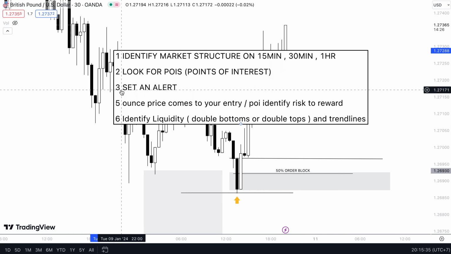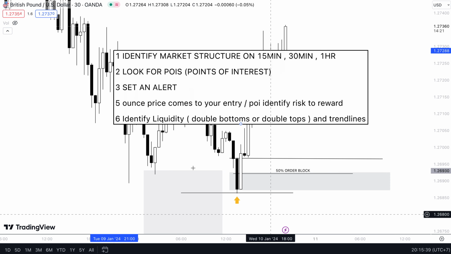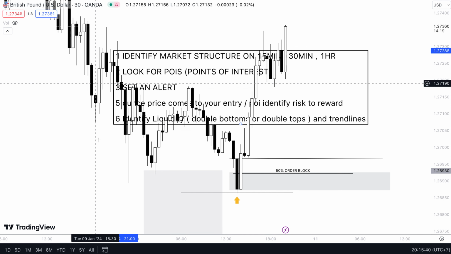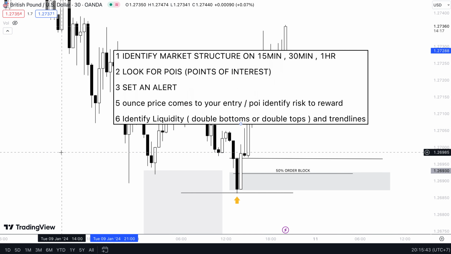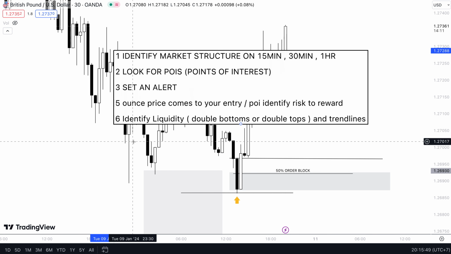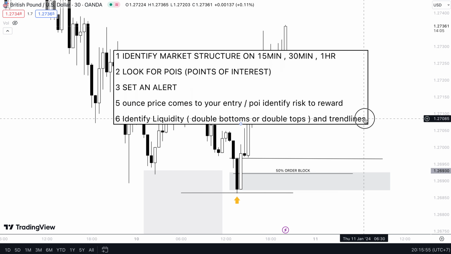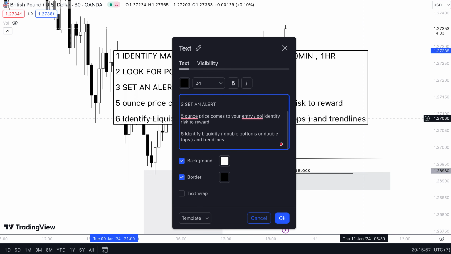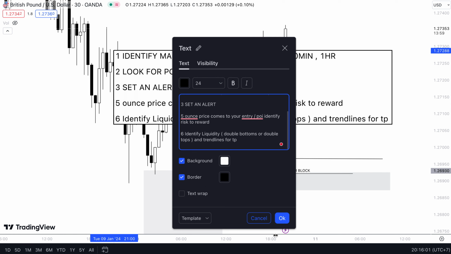Then step number 3, set an alert before it reaches your entry, so you know when price is approaching your entry. And step number 5 is once price comes to your entry / POI, identify your risk to reward and make sure that's correct. Step number 6, identify liquidity, which is your double bottoms or double tops and trend lines for take profit. And I'll write that down. So trend lines for take profit, and double bottoms and double tops for take profit.